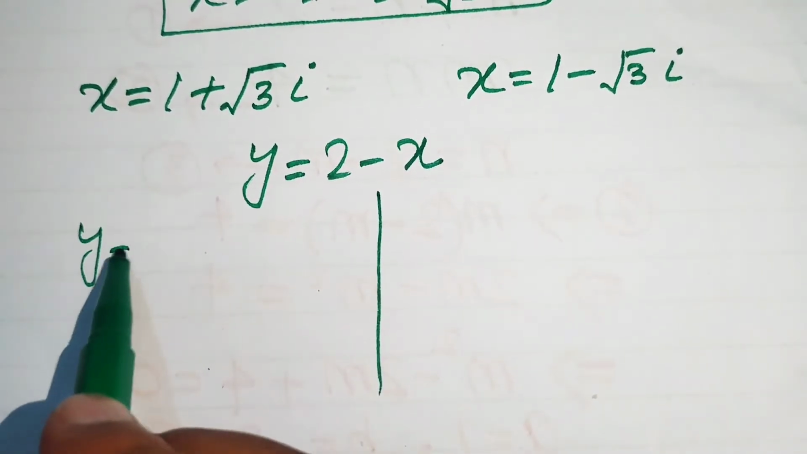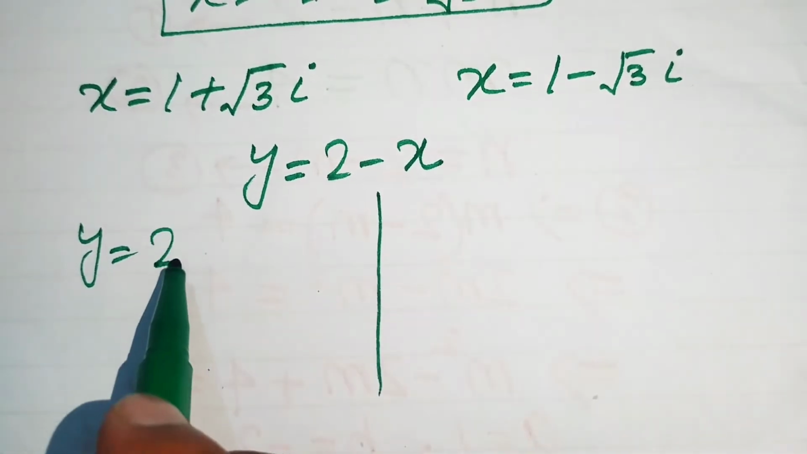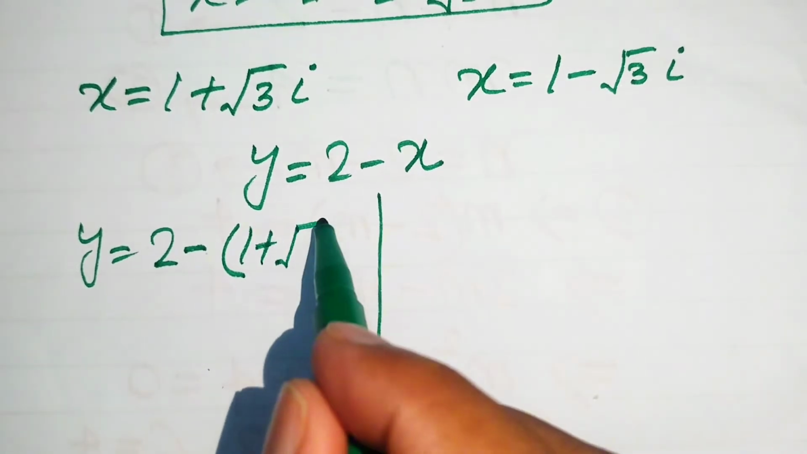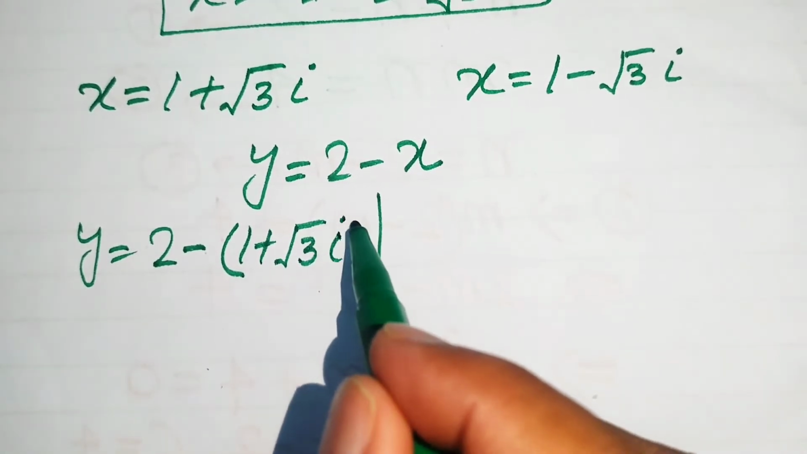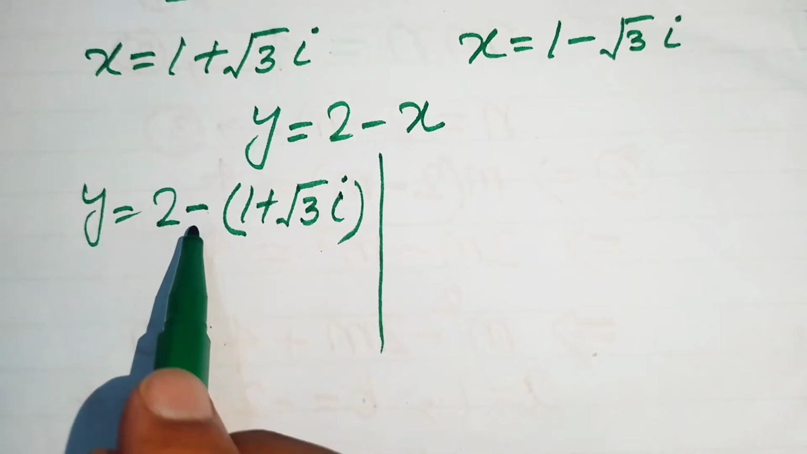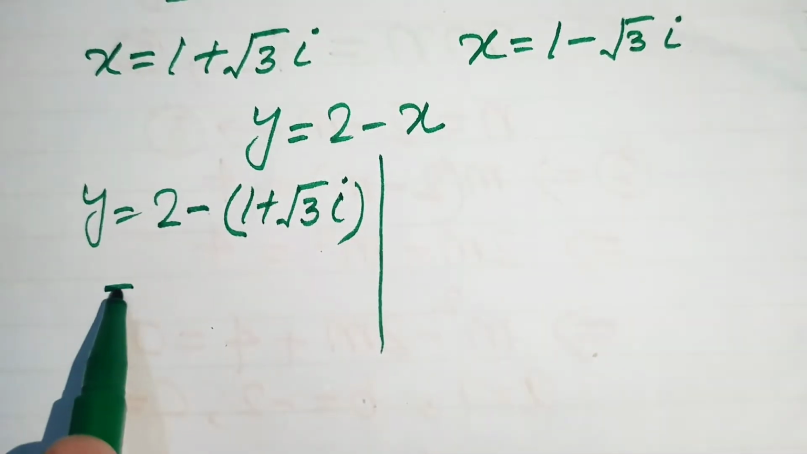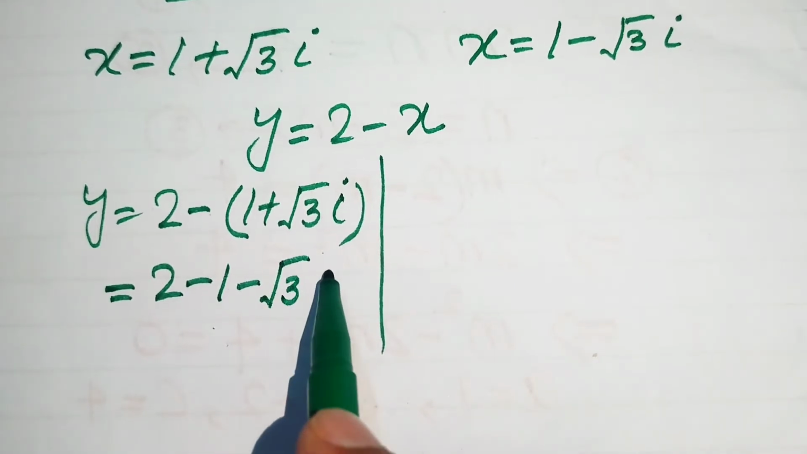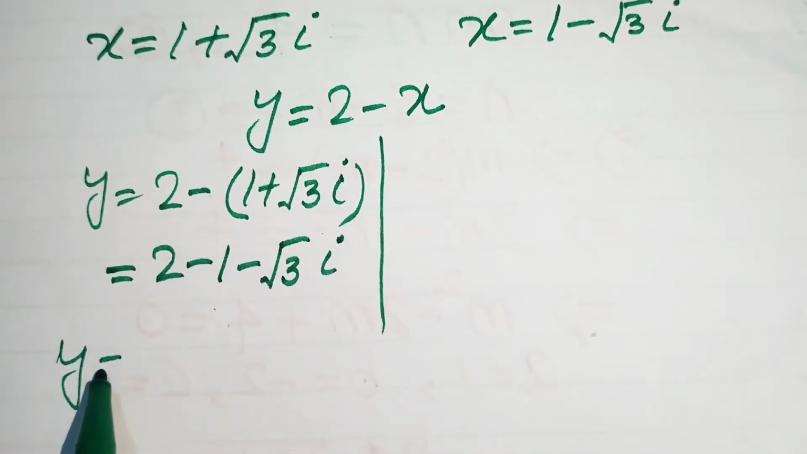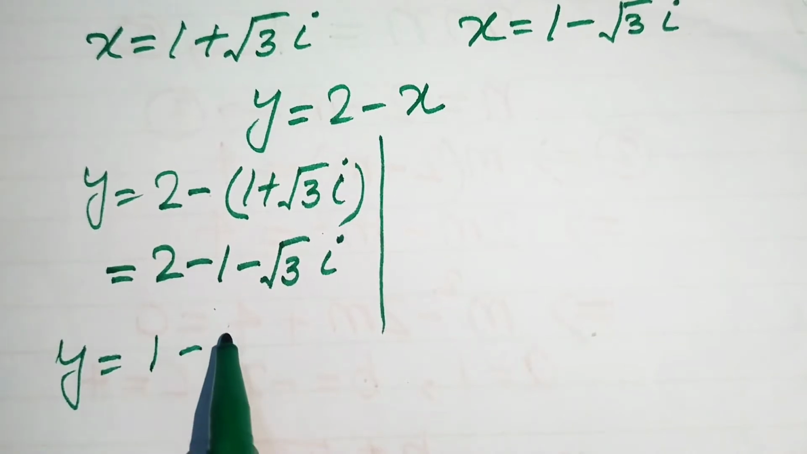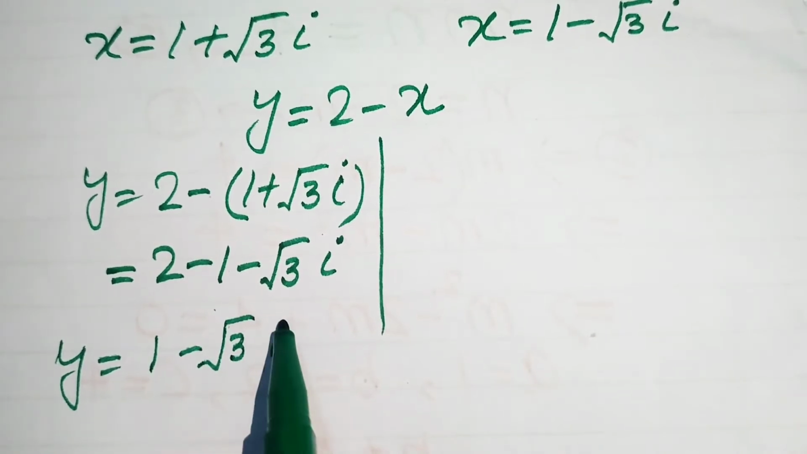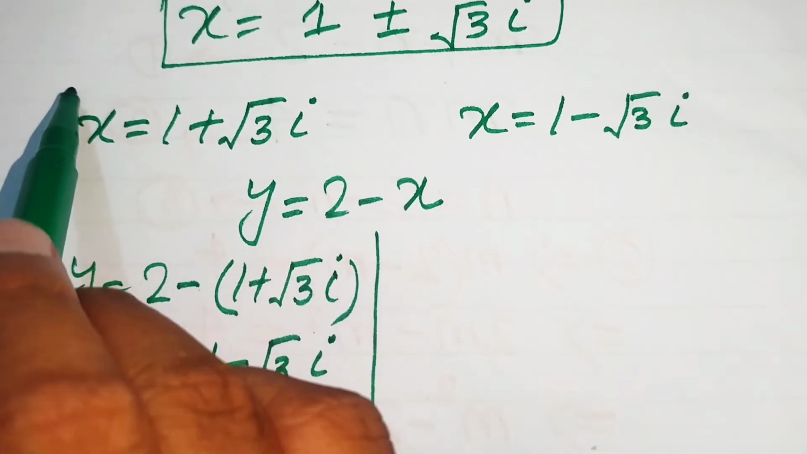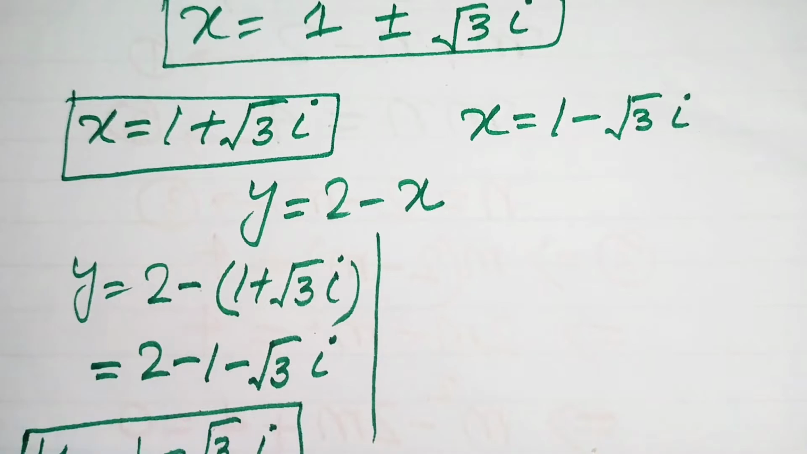First we substitute this value of x, and it will be written as 2 minus x, and the value of x is 1 plus square root of 3 iota. Here we multiply the minus sign on both of these terms, and it will be written as 2 minus 1 minus square root of 3 iota. So we get 2 minus 1 is 1, minus square root of 3 into iota. This is the value of y corresponding to this value of x.